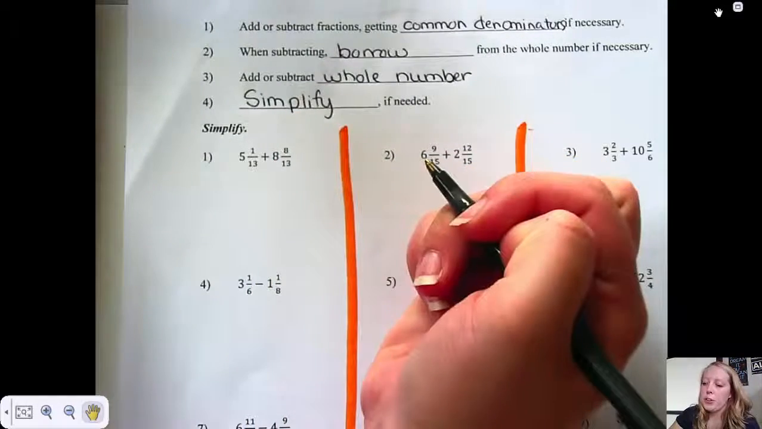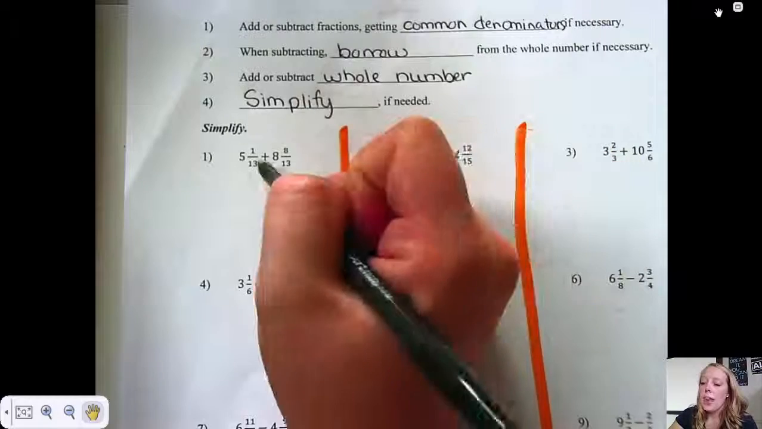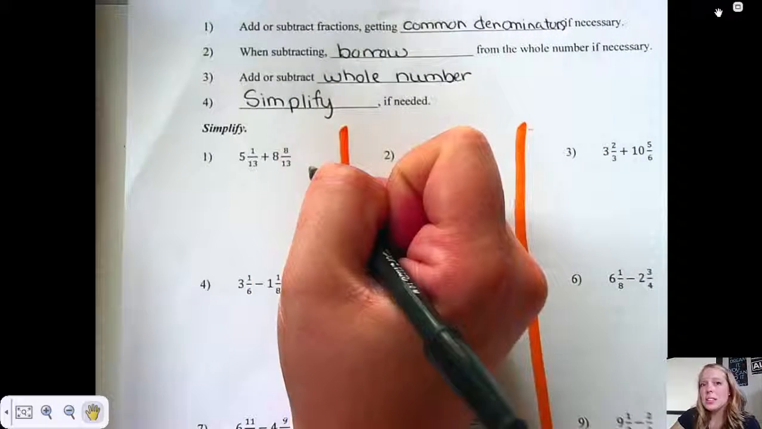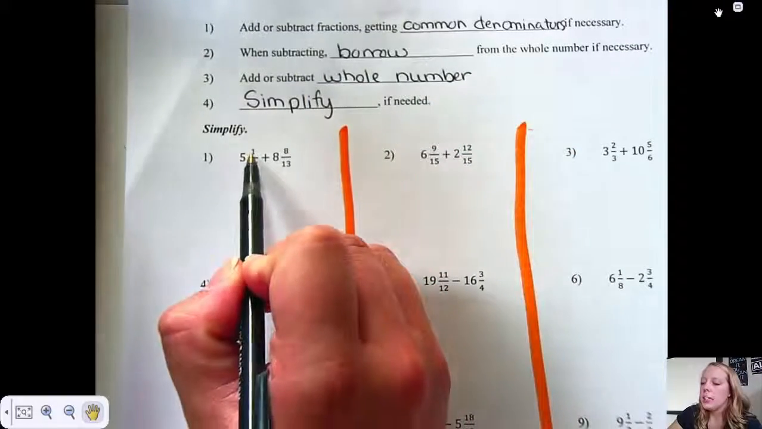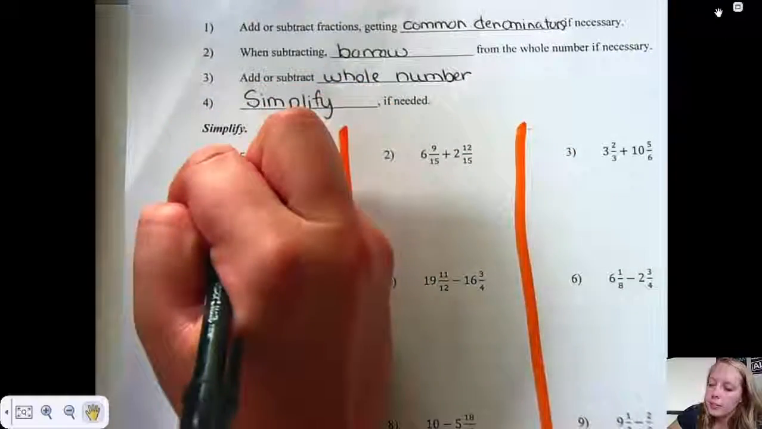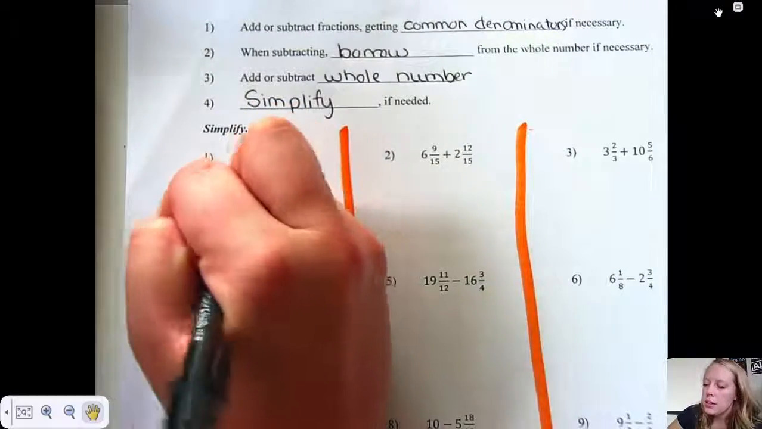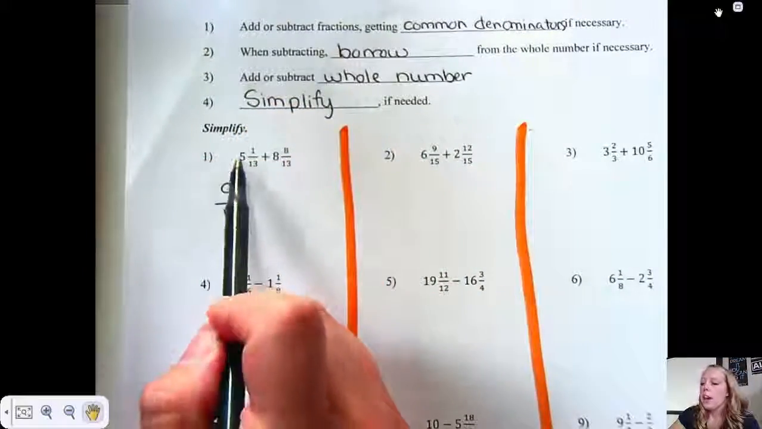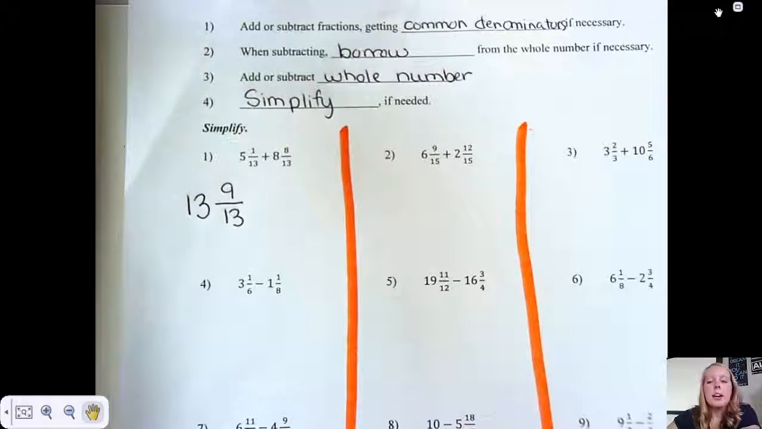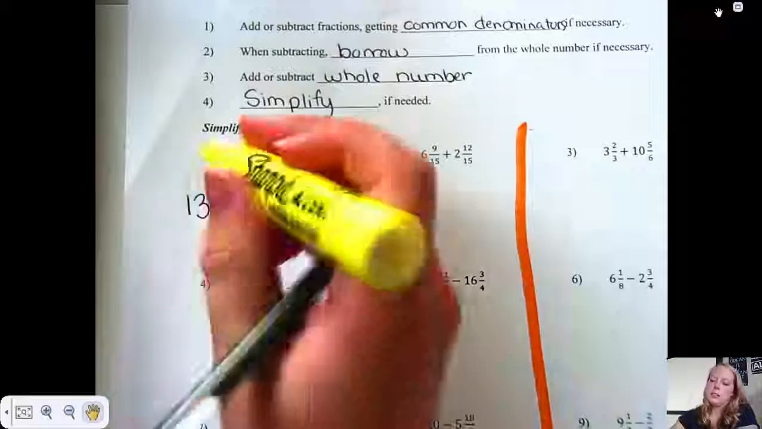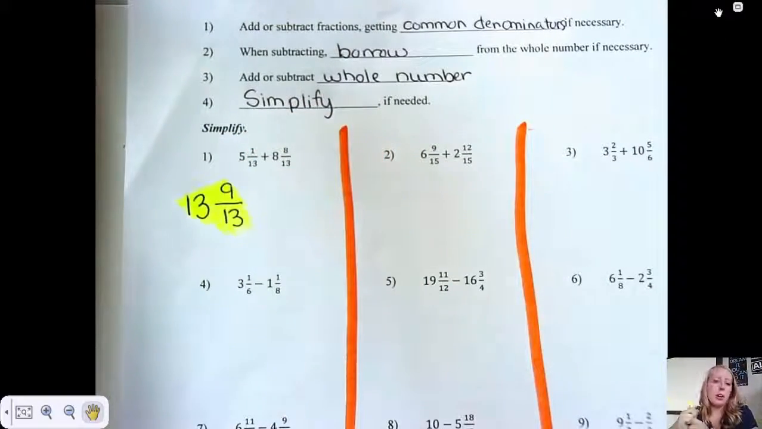5 1/13, well, that's got a common denominator with this, so let's just go ahead. Add the fractions. 8 and 1 would make 9. Keep the denominator. 5 plus 8 would be 13. And then simplify. 9 over 13 is a normal fraction, and it cannot be reduced, so that's our answer. So, first problem shouldn't be too bad, pretty straightforward.